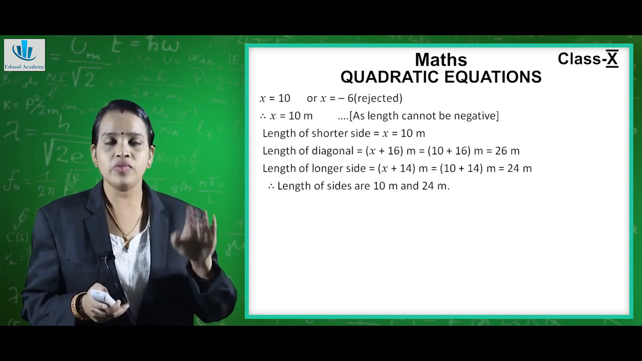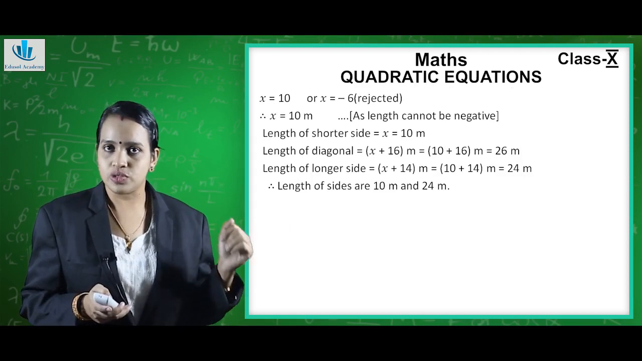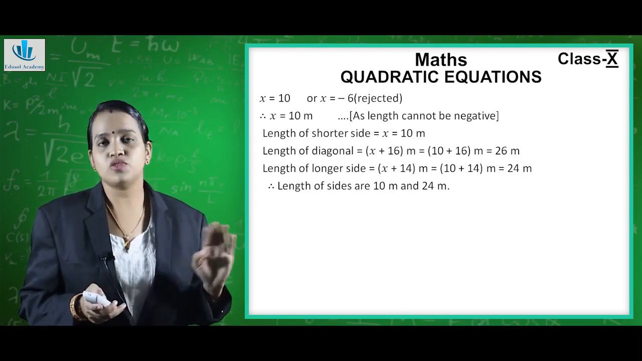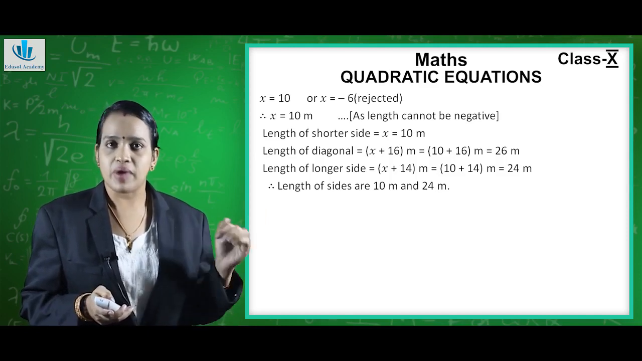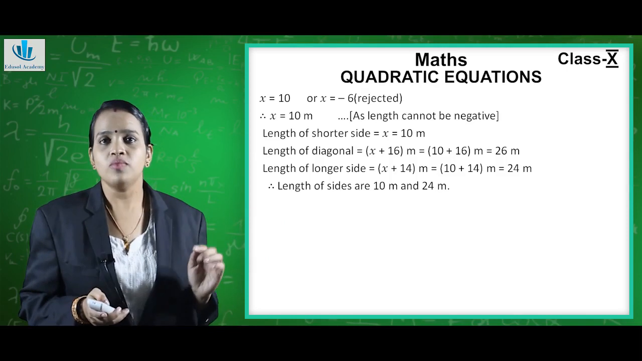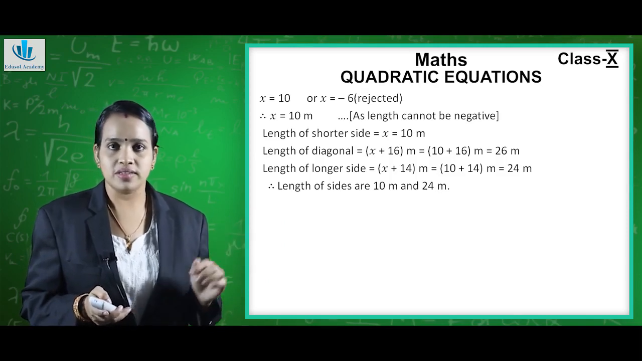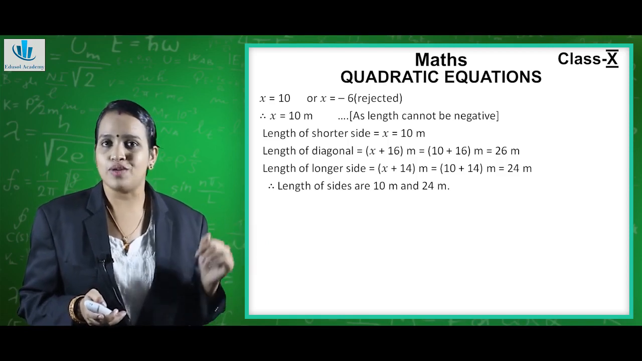Now when we take minus 10 to the other side, it becomes plus 10. So x is equal to 10, and here plus 6 becomes minus 6. So x is equal to minus 6. We cannot take minus 6 because the length of a rectangle cannot be negative. So we are rejecting minus 6. So our value of x, we will take it as 10. So x is equal to 10 meter.